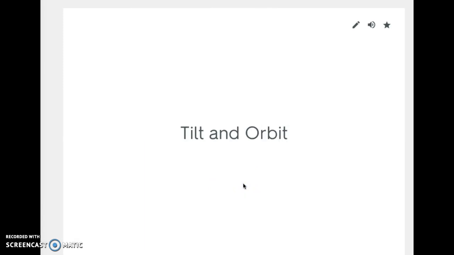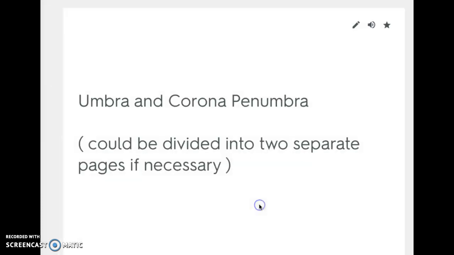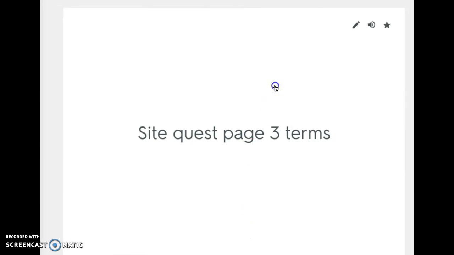The first page, the terms that will be used are tilt and orbit, so those are the subject matter of the first SiteQuest page. The second SiteQuest page will be the umbra and penumbra, and depending on how these two go together and what videos I can find when actually making the IM, they might be split up into 2 separate pages, but as of right now, I think I'm going to try to incorporate them together. The third site page and terms are, let's see if I can pronounce it, the Saros cycle, sorry about my pronunciation, but this will be the term focused on for the third page.